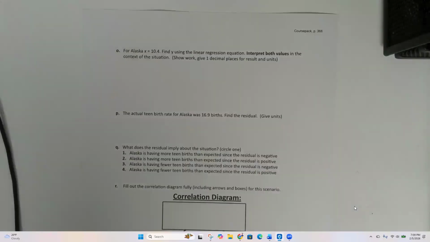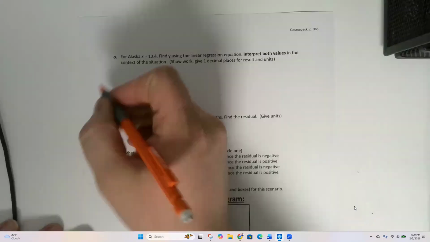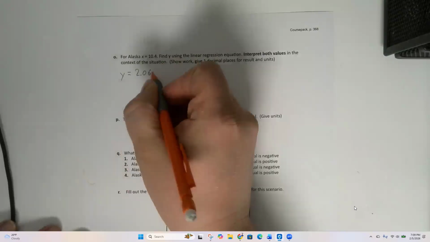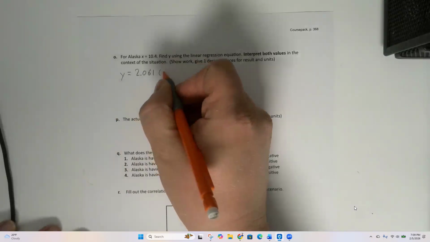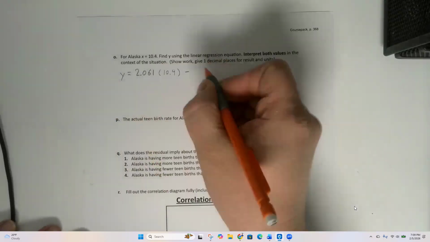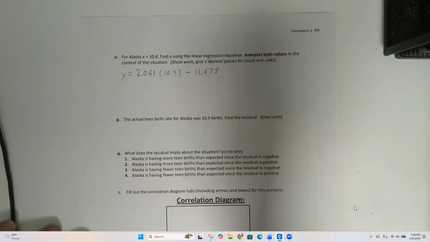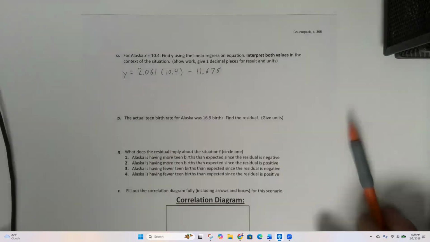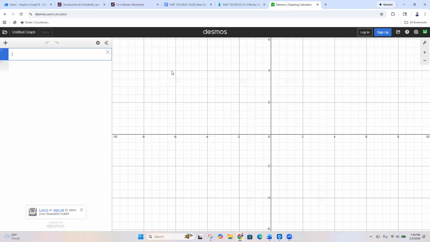We're still talking about that data set. So page 366, we're still looking at food insecurity. For Alaska, X is 10.4. Find Y using the linear regression equation and interpret both values in the context of the situation. Okay, so once again, our equation was Y hat equals 2.061 plus 1.675 X. So we'll plug in our X, and now we can calculate Y. So here, I don't need to do any algebra. I just need to pull up my calculator.